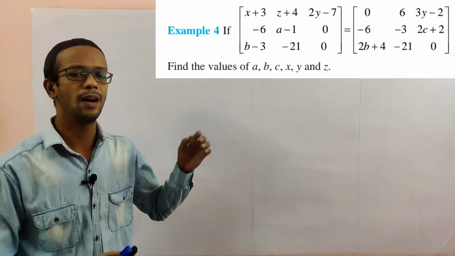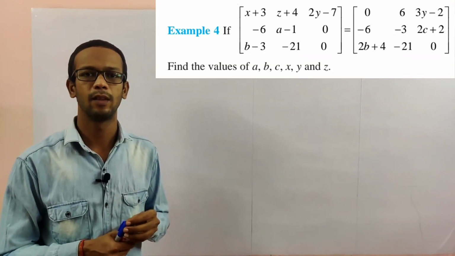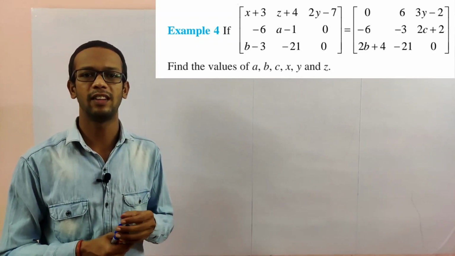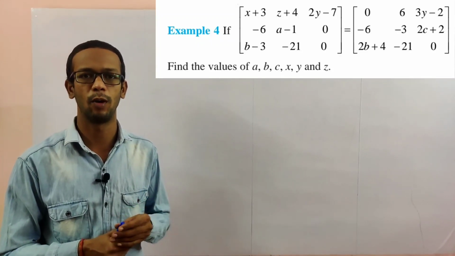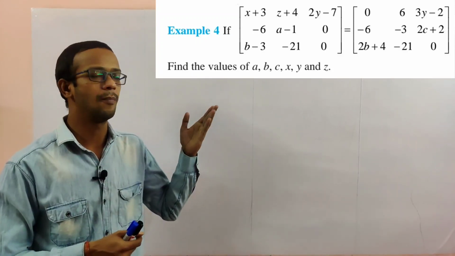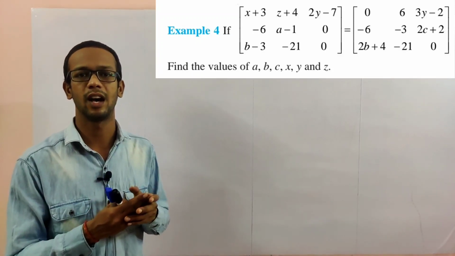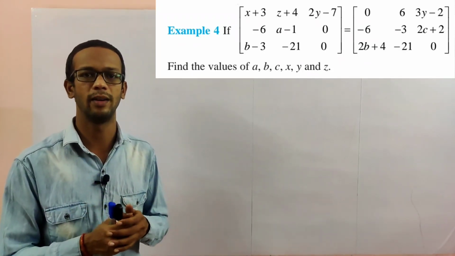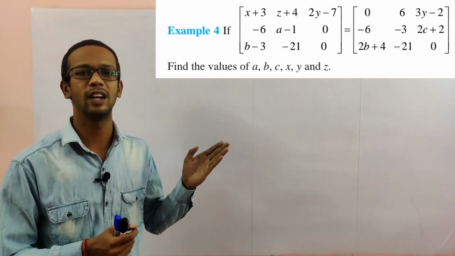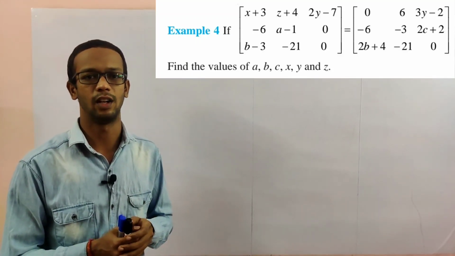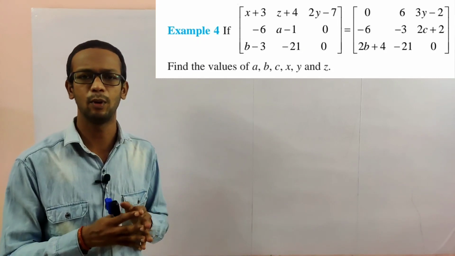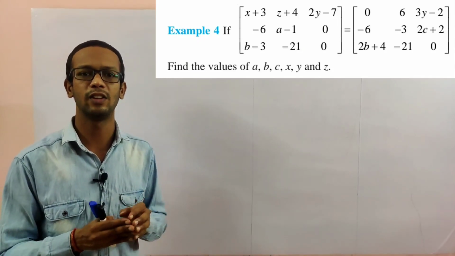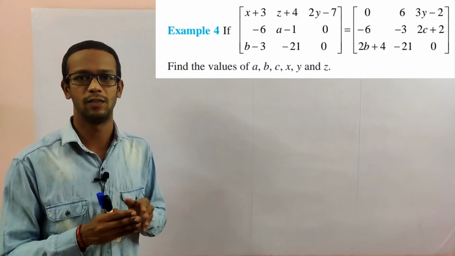Next, example 4 I displayed here. Same as the previous exercise, 6th problem. So that comparison, just comparison, the corresponding elements are equal concept. Find out the x, y, z and a, b, c, d values also. Here it is the same, a very simple problem. In the notes I have already given the solution also. Try that problem yourself.